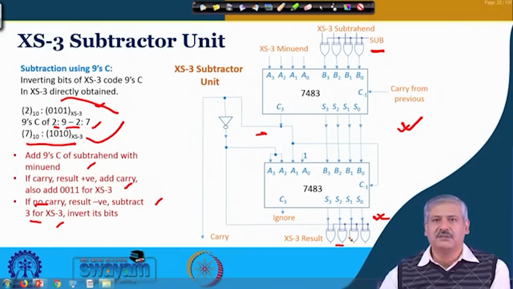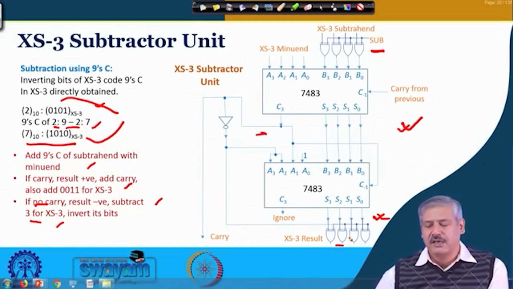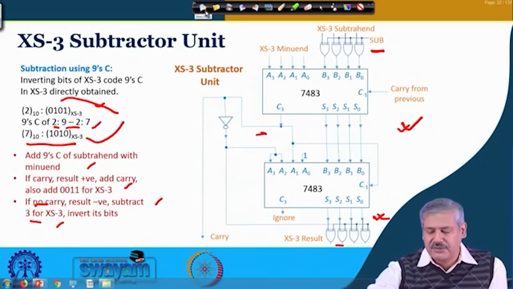So, compared with the other circuit, we do not need, as I said, 10's complement generator and other circuit. So, this is why XS3 is useful, and of course, it is an unweighted code.